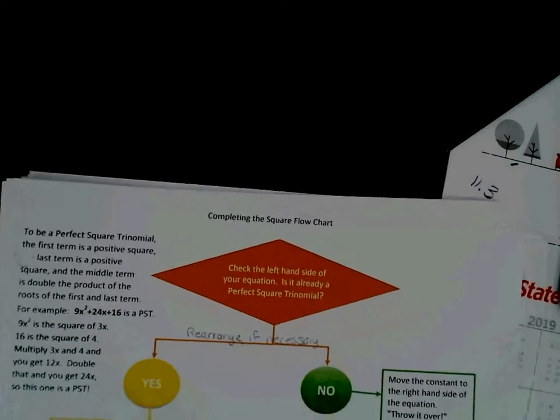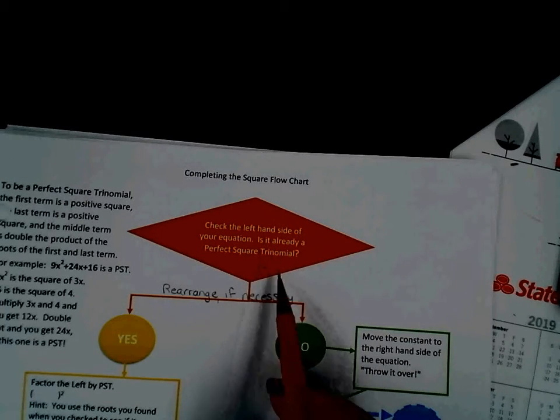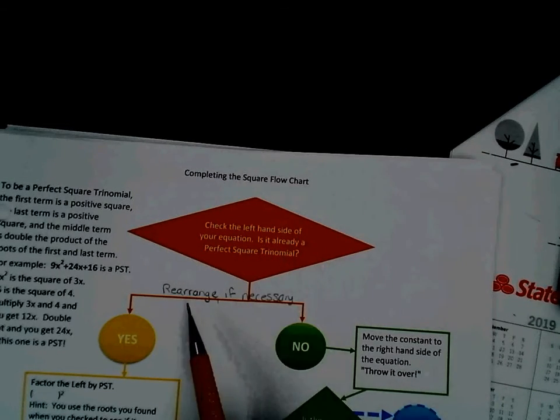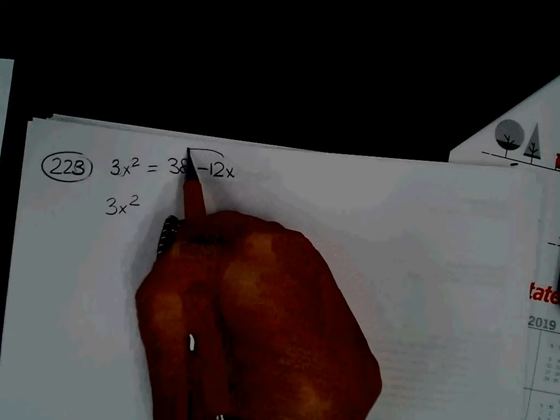And we're going to use our flow chart. It might be helpful to you to have the flow chart open on your screen if you didn't print it out. Okay, so the top instruction says check the left-hand side of your equation. Is it already a perfect square trinomial? Rearrange if necessary. Okay, so I look at the left. It's not a square because of 3. So I'm going to rearrange. And I'm going to move my negative 12x over there and make it a positive 12x.